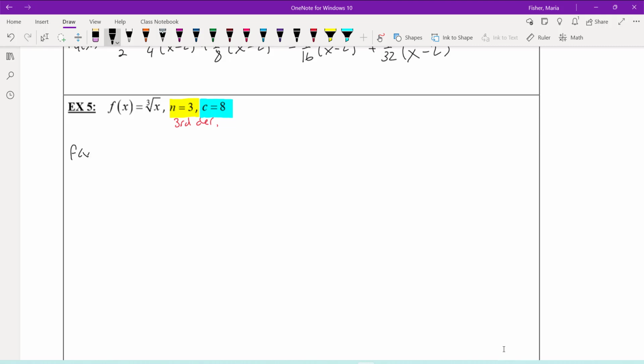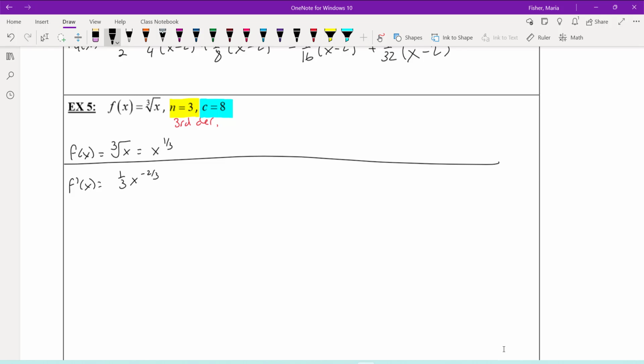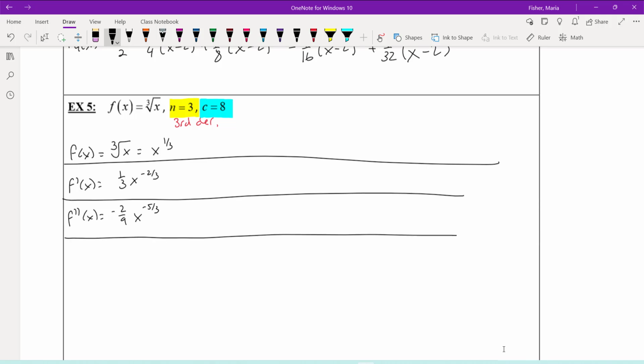So if we make the table to organize ourselves, the cubed root of x we know we can write as x to the 1/3. What is the first derivative? Well, that's going to be 1/3 x to the negative 2/3. What is the second derivative? Well, that's going to be negative 2/9 x to the negative 5/3. Finally, what is the third derivative? Well, that's going to be 10/27 x to the negative 8/3. And we're evaluating each one of those at 8.